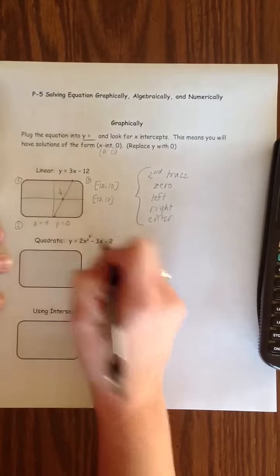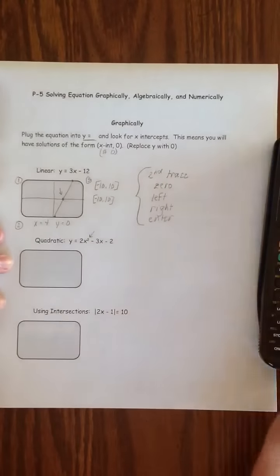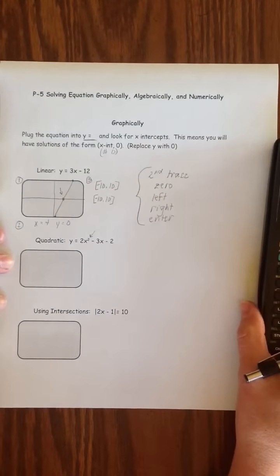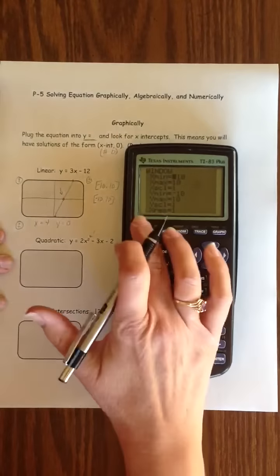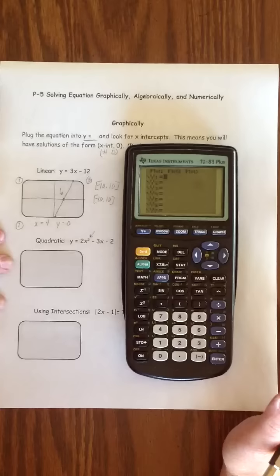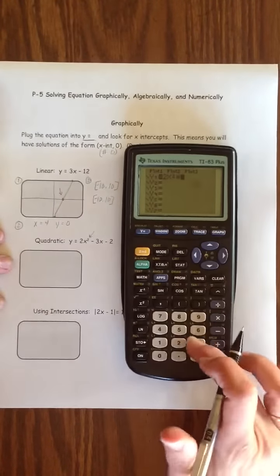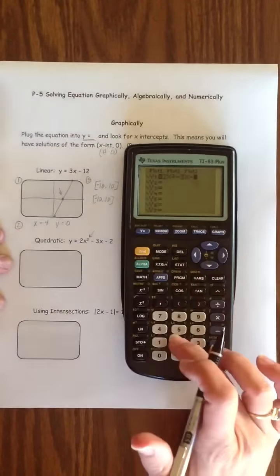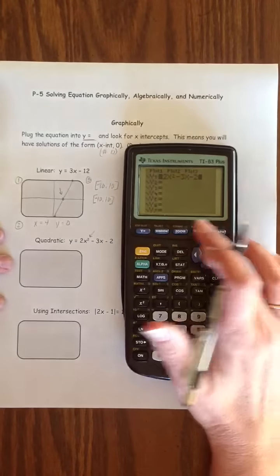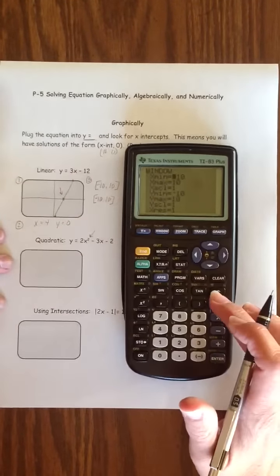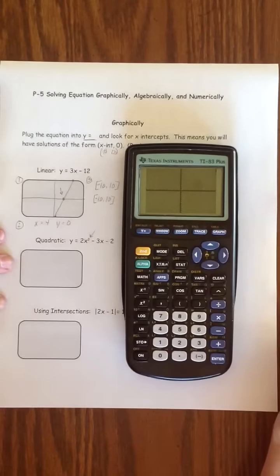The quadratic has a power of 2, so we would expect up to 2 zeros on this graph. So let's plug our information into y equals. We have 2x squared minus 3x minus 2. Okay, let's set our window to be -10 to 10, -10 to 10. We're good there. And here is our graph.